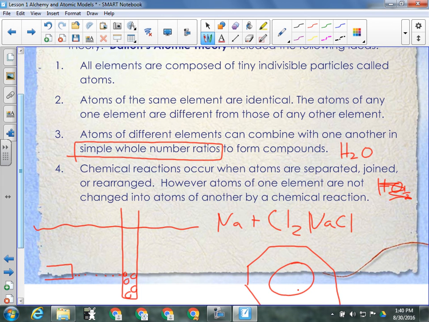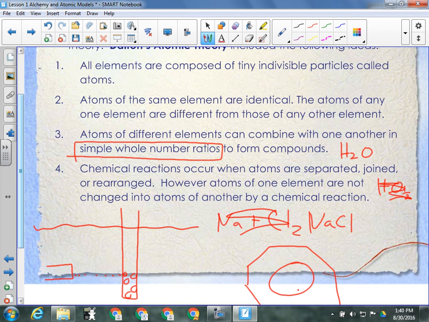The atoms can't be, but the molecules can be in a chemical reaction. They can be joined. I can put them together and make a molecule. Or rearranged. I can take 2 molecules and react them with each other, and they'll switch around. We'll talk about that more when we talk about chemical reactions. But those are the things that happen in a chemical reaction.